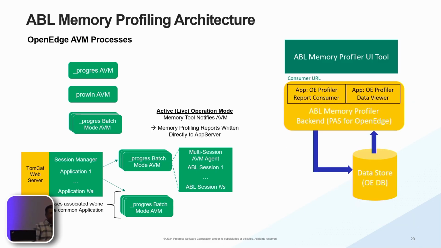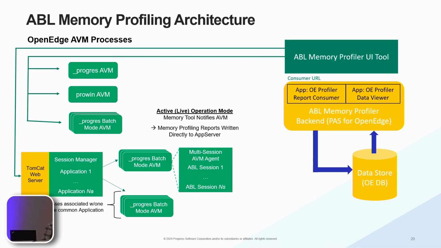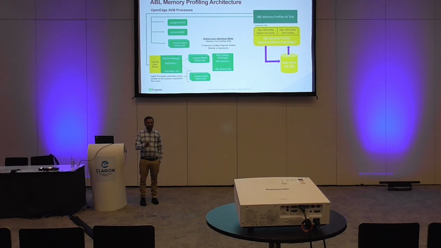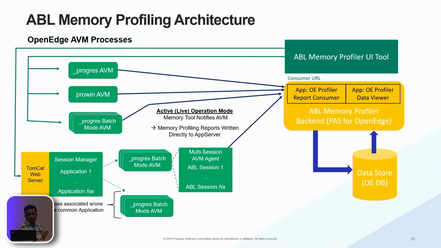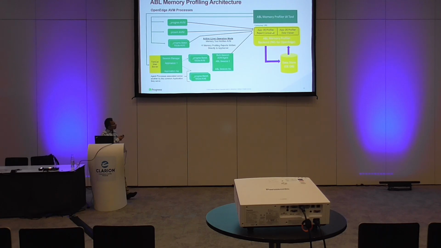Now, this tool will run in 2 modes. The first mode is active mode. In the active mode, from the GUI tool, you will instruct the processes which are running on the ABL side to go ahead and start profiling. Once this instruction is given, they will start feeding the profiler snapshot data directly to the backend application. So they will have a consumption URL. These applications will put that data straight to the backend tool, which will get stored into the database. Later on, you will use this profiler tool to analyze that data. So that's the live configuration.